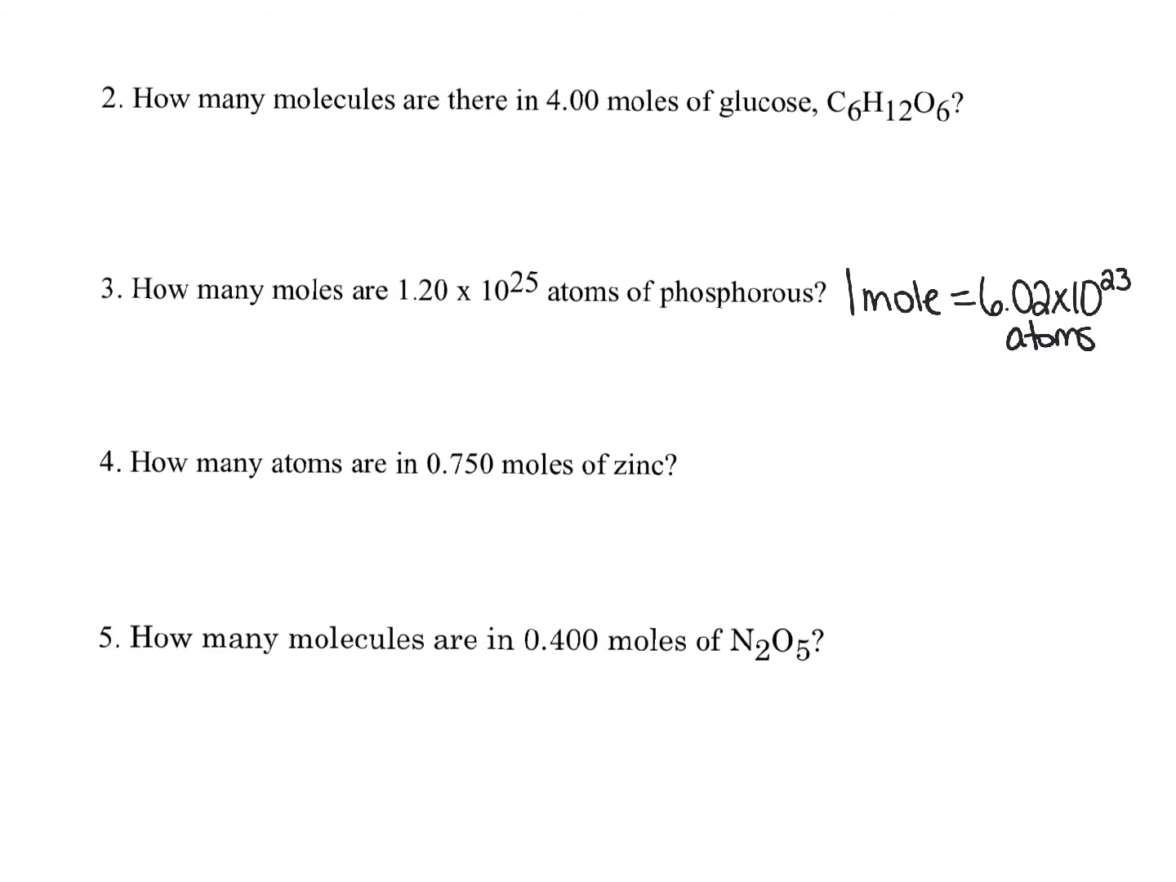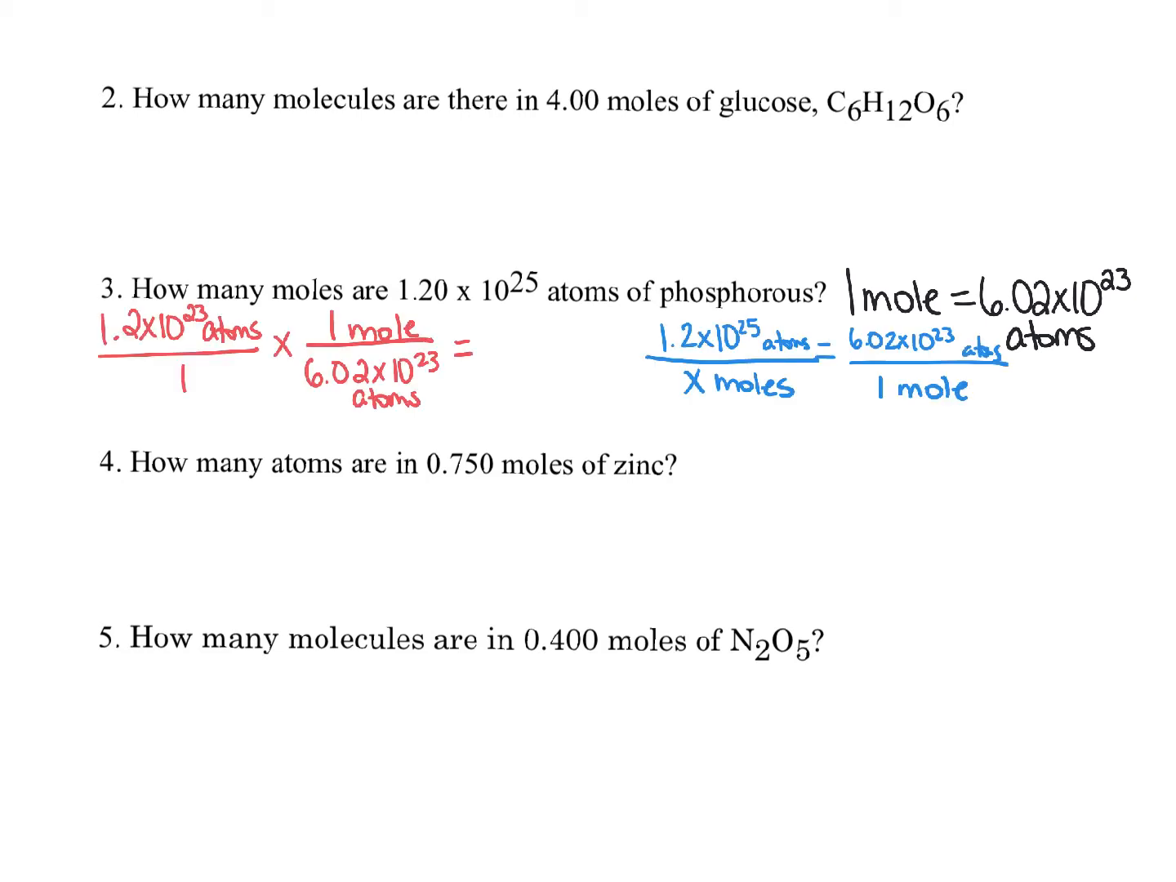So for the first problem, we have to make sure that we're using the relationship that 1 mole is equal to 6.02 times 10 to the 23rd atoms. I am going to show the work for both the conversion factor method as well as the cross multiply with 2 fractions equal to each other.